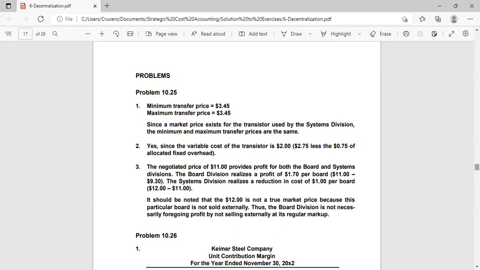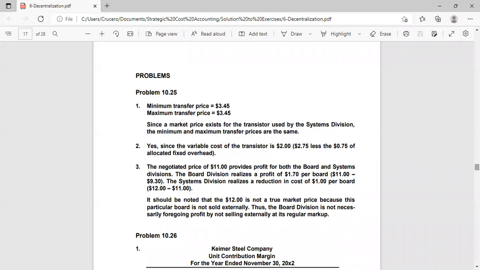And number 3, the board and systems divisions have negotiated a transfer price of $11 per printed circuit board. Discuss the impact of this transfer price on each division. So the negotiated price of $11 provides profit for both the board and systems divisions.